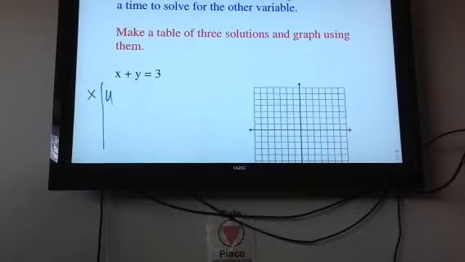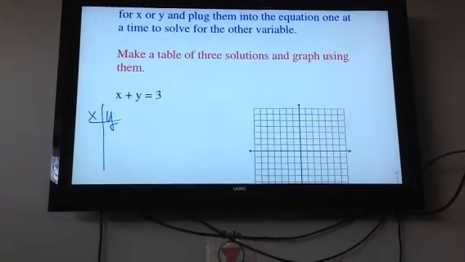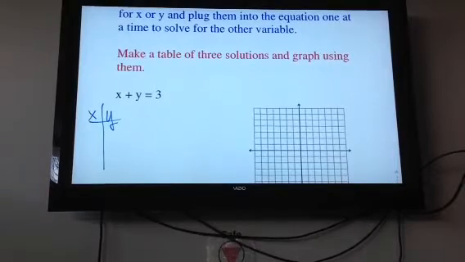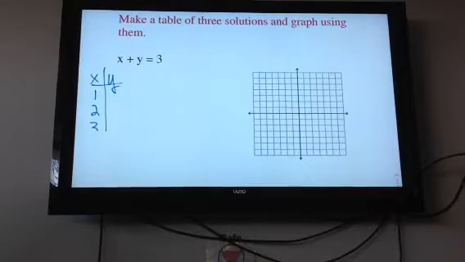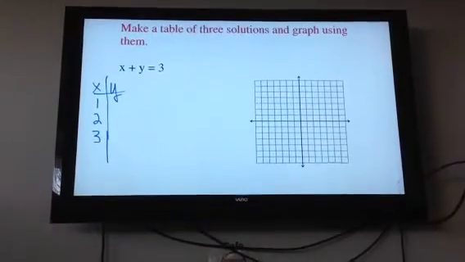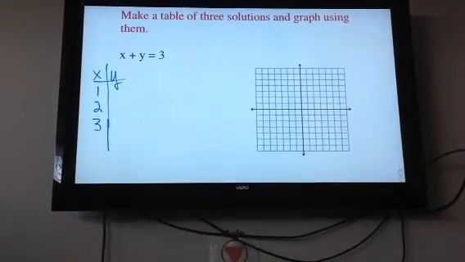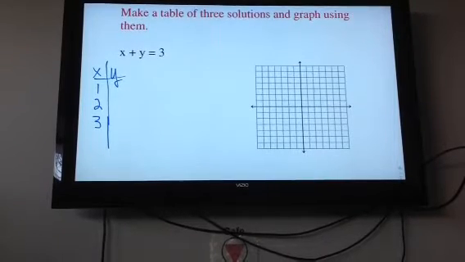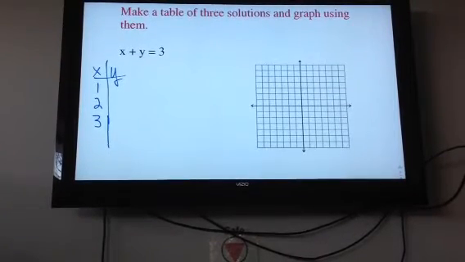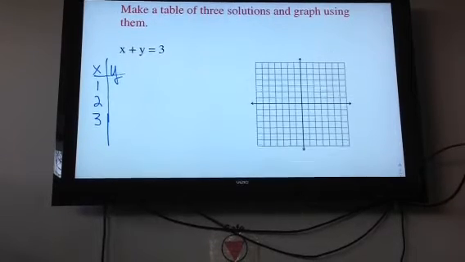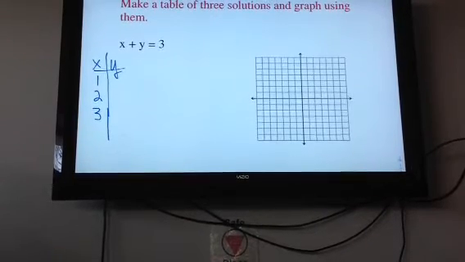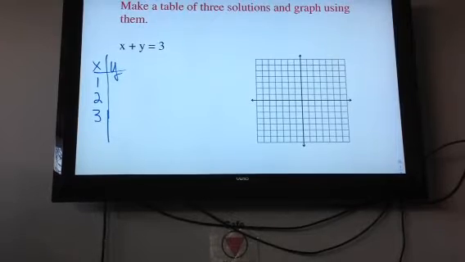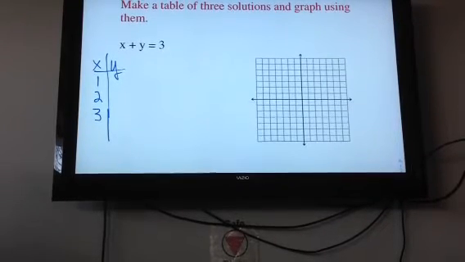My table looks like this, an X and a Y with a line down the middle. And as I said, I like to choose 1, 2, and 3 because they're small numbers, they're not negatives. Or I can choose negatives. And I'm going to plug them in one at a time and find the Y value. And again, you're going to look at this and go, really? She's really plugging those in and working these out? Okay, so again, your work is worth nothing in terms of points. This is like a 6-point question. 3 points for your table, 3 points for your graph.